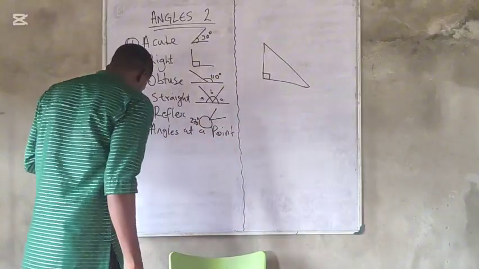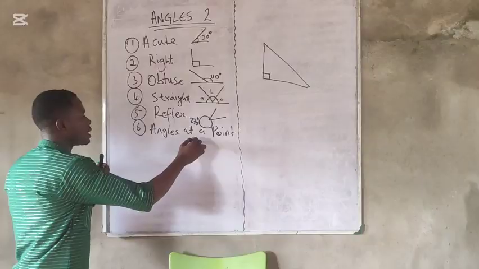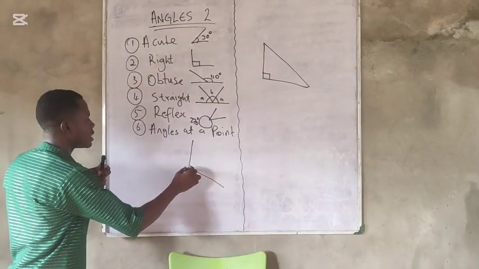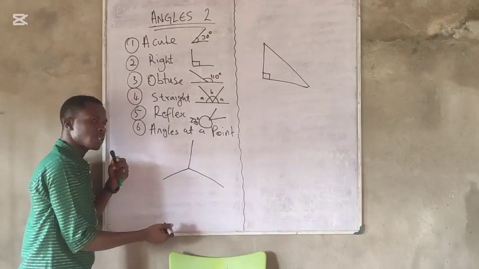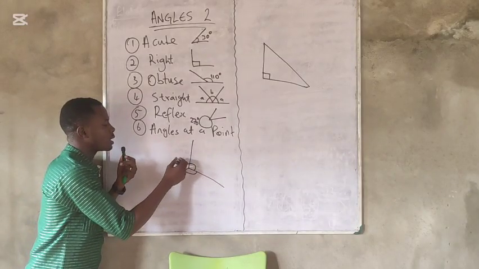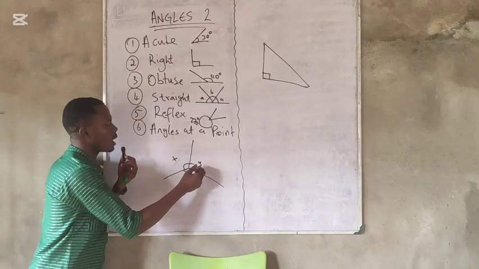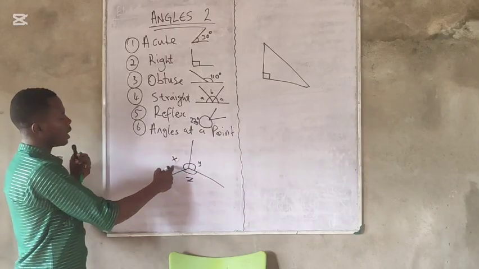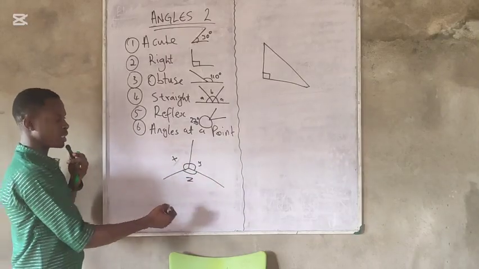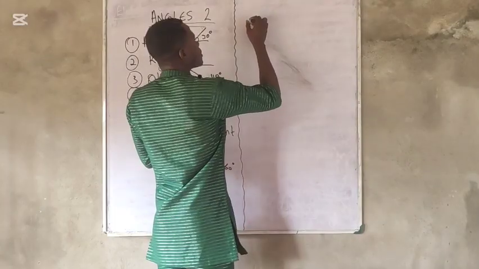Then angles at a point. Angles at a point are angles that are equal to 360 degrees. The situation whereby you have something like this, and all of them, okay, we've used ABC before, let's use X, Y, Z. X, Y, Z sum up to 360 degrees.